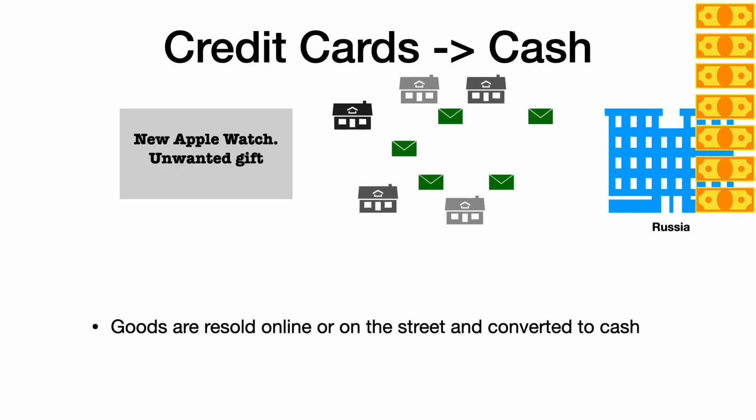Finally, then, the scammer has to convert all these Apple Watches or whatever they may be back into cash. So typically these then are sold on the street, or they're sold online. They send them back onto the internet, and this time they sell the goods and convert them to cash. So that's one way credit card details or other credentials can be exploited for profit.